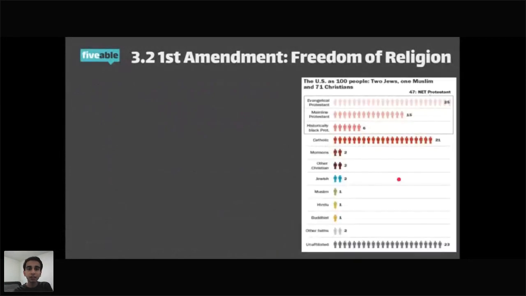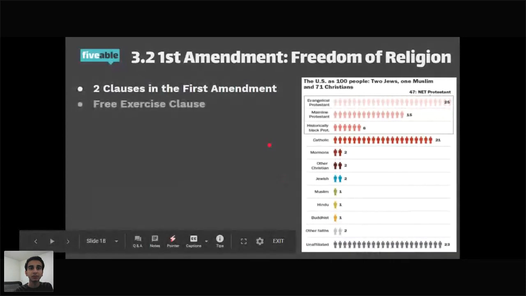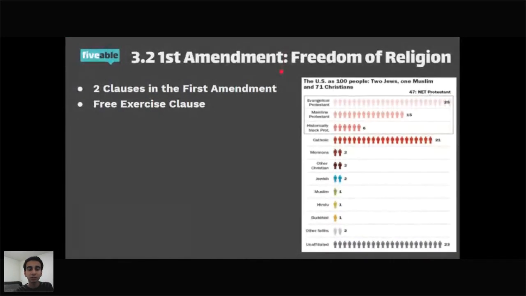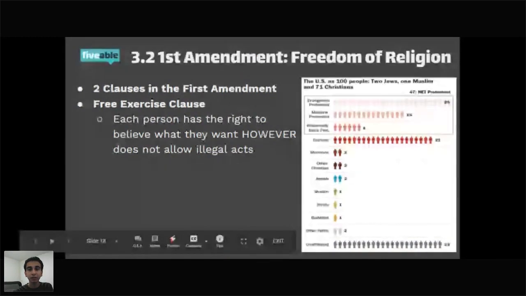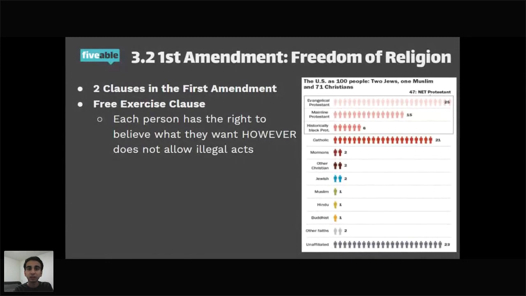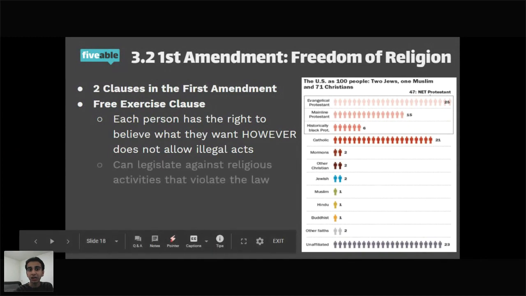So that was the Establishment Clause. The other clause is the Free Exercise Clause. The Free Exercise Clause is more in line with free speech, basically saying that each person has a right to believe what they want to believe. However, it does not allow illegal acts. So it's the freedom of religious thoughts, and you can exercise your religion however you want. However, if that exercise is a criminal activity, then that's not allowed. So that's just something to consider.